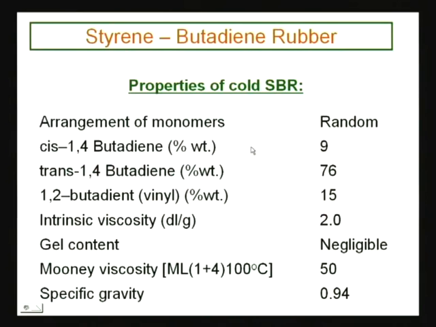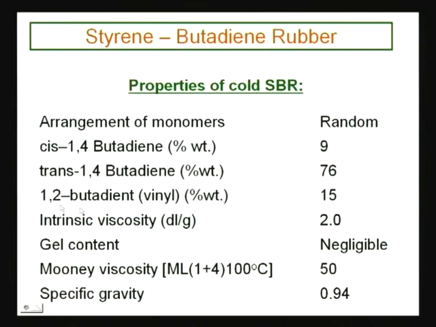Properties of cold SBR, you see some properties are mentioned over here. It contains a mixture of cis-1,4 polybutadiene units. The butadiene unit in the SBR will have a certain percentage of cis form, a certain percentage of trans form, and a certain percentage of 1,2 butadiene, that is, the 1,2 structure or 3,4 structure, both are the same.